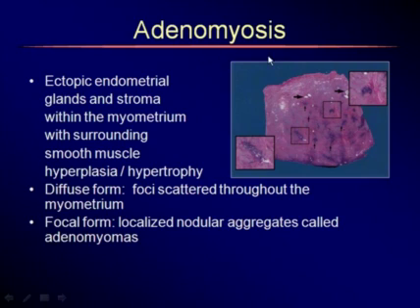What is this adenomyosis? Well, this is actually ectopic endometrial glands and stroma that has gone backward into the myometrium, and as it has developed a focal site, it also has surrounding smooth muscle hyperplasia or hypertrophy around it. So there's two things that go with it. It's glands and stroma, and it's in the myometrium, so it's a focus of adenomyosis with adjacent smooth muscle hyperplasia and hypertrophy. This can be in a diffuse form of foci scattered throughout the myometrium, and it can also be a focal, localized nodular aggregate that's called a focal adenomyoma.